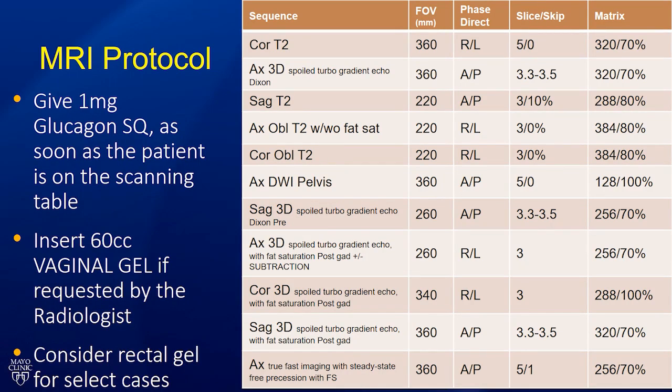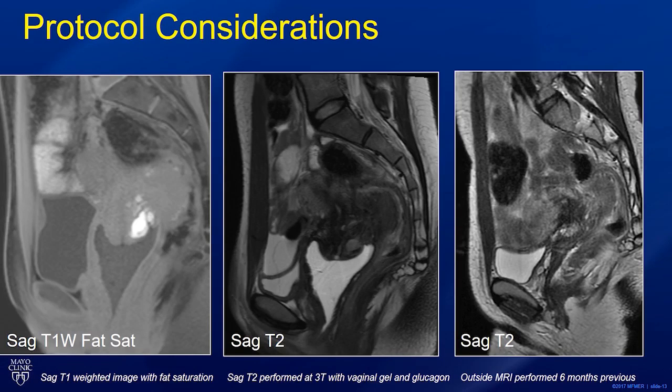With regards to the MRI protocol, I recommend a dedicated protocol for endometriosis, which includes T2 weighted imaging with a small field of view in 3 planes, and T1 weighted imaging with fat saturation in at least 2 planes, sagittal being one of them to assess well the anterior and posterior cul-de-sacs. I highly advocate for the use of vaginal gel and glucagon to aid in bowel peristalsis, and consider rectal gel for select cases. So this example here demonstrates the protocol considerations.